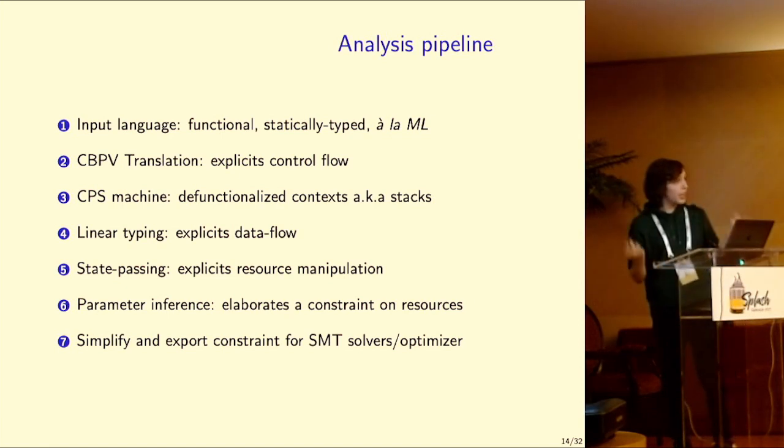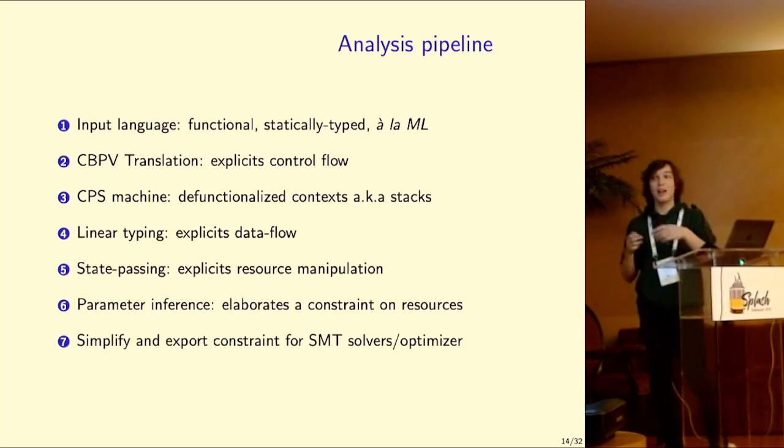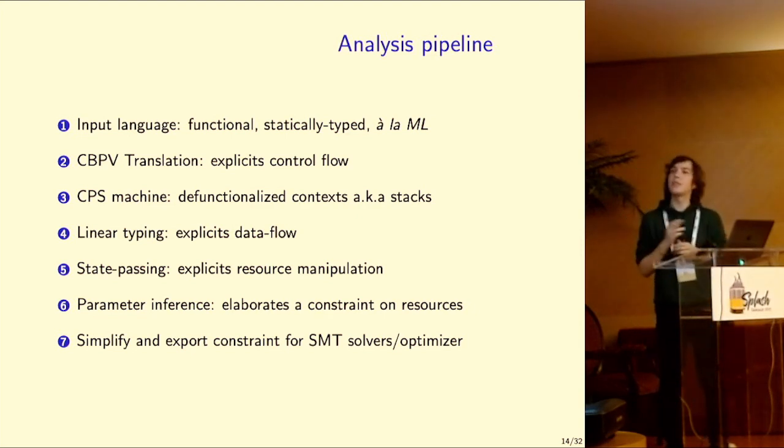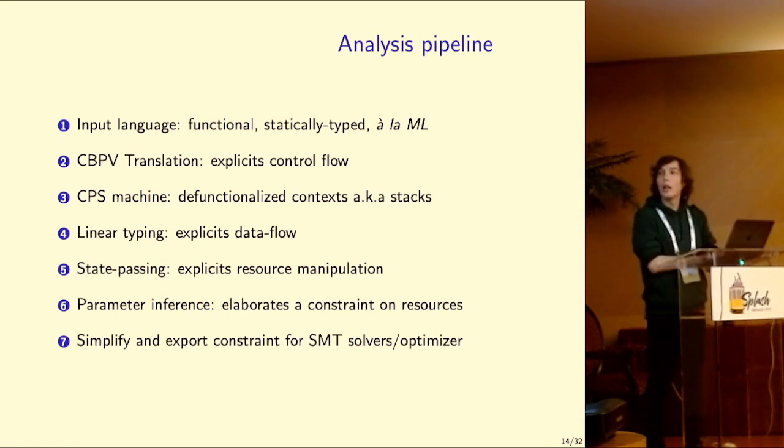On this abstract machine notation, we can run a linear type inference algorithm, which can make data flow explicit. So when is data shared? When is it just forgotten about? And finally, we can run our effect system, which turns a cost primitive into resource manipulations. So resources are being threaded into the entire machine at each step. And then we just run parameter inference to get a constraint and resolve the constraint using some solver, if some solver is available for the theory that is used for the analysis in question.